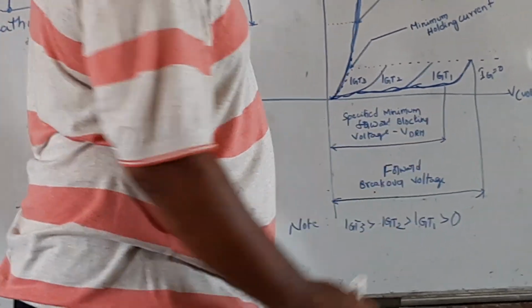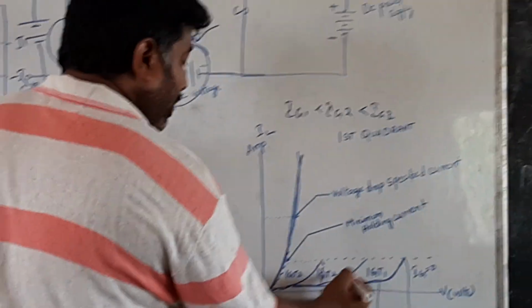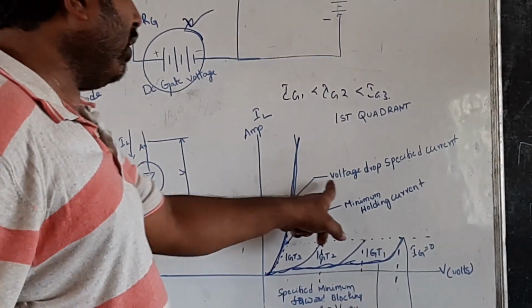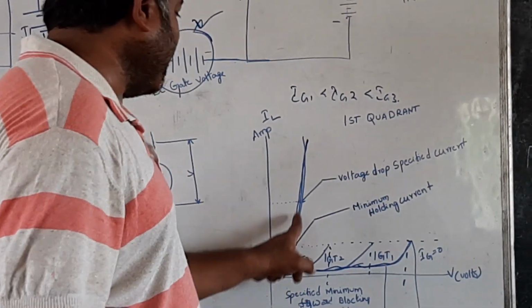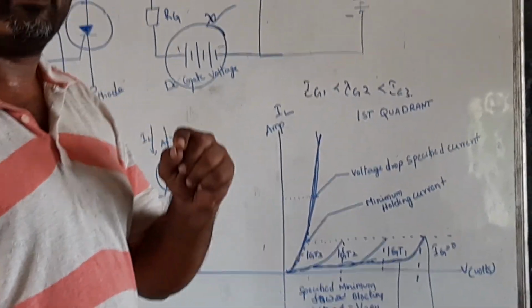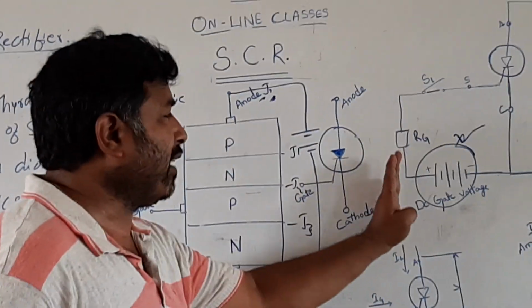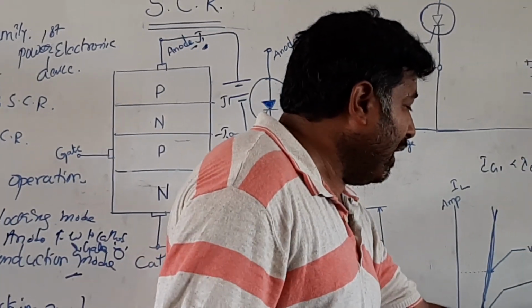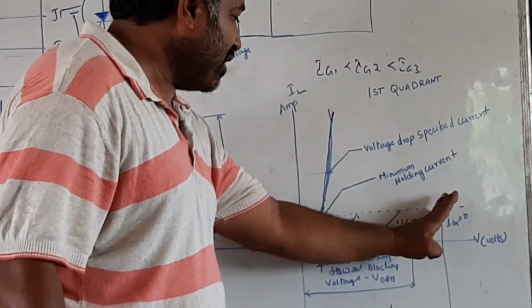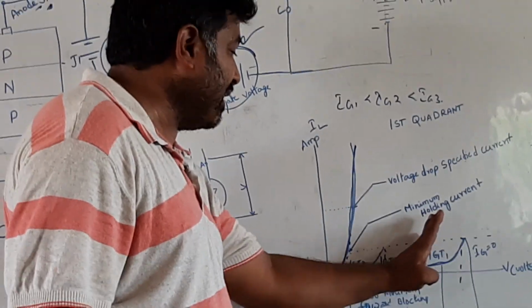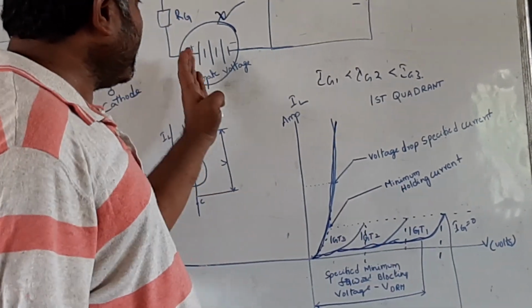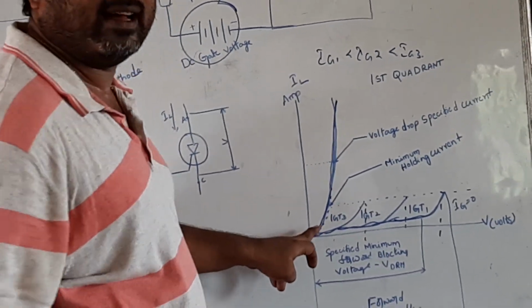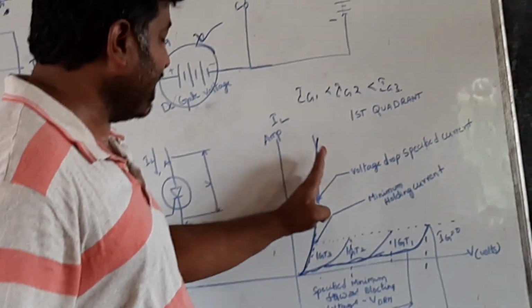Specifications of forward breakover voltage: this is the starting forward breakover voltage, like this. Then the voltage drop at a specified current is something like this. On the application of a small gate voltage, the forward breakover voltage starts reducing, and current is increasing in this way. By increasing some more, on the application of less voltage, current is supposed to be increasing rapidly.